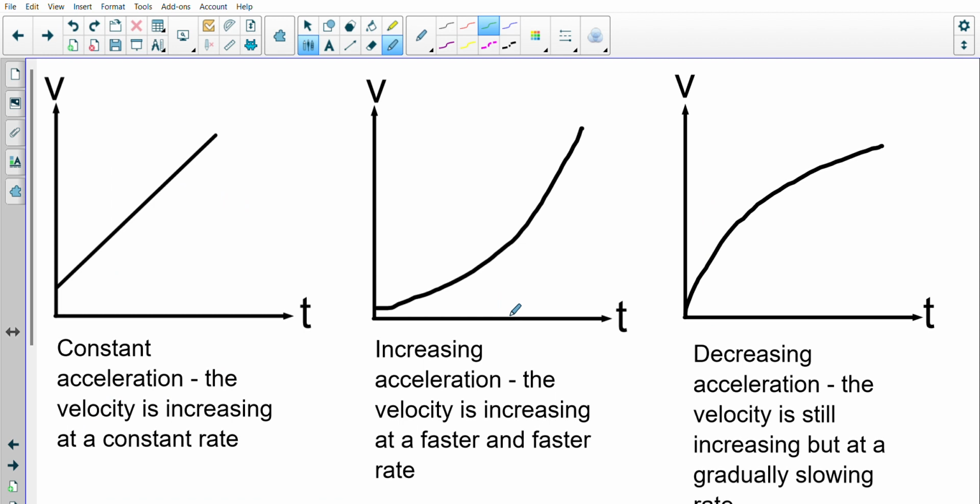So just to summarise, this particular example here is what we've seen in the constant acceleration chapter, and in this case the velocity is increasing at a constant rate. These are the two that we're going to be seeing in this chapter. The first one is increasing acceleration, so the velocity is increasing at a faster and faster rate, and then we've got decreasing acceleration, so the velocity is still increasing but at a gradually slowing rate.